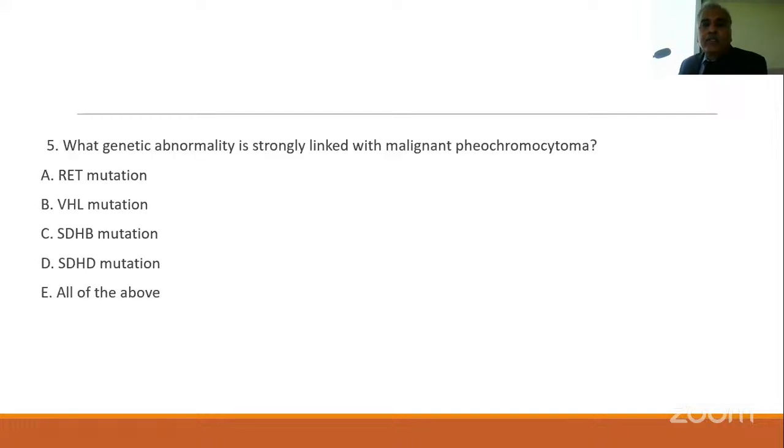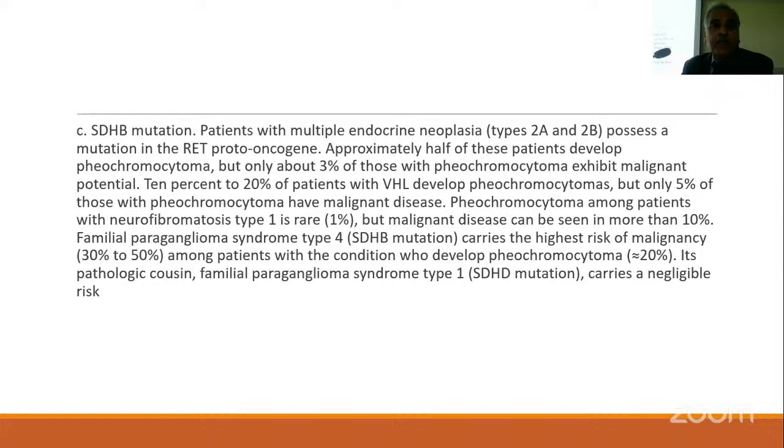What genetic abnormality is strongly linked with malignant pheochromocytoma? RET, VHL, SDHB, SDHD, all of the above. VHL. C, SDHB. Okay. The syndromes which are associated with pheochromocytoma are? So MEN2 and VHL. Neurofibromatosis. Yeah.